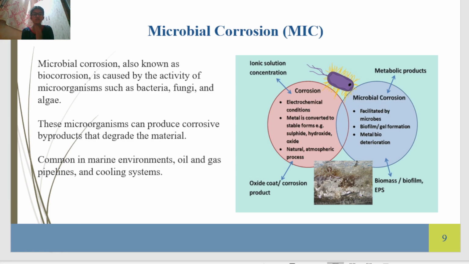The next one is microbial corrosion, also called MIC. It is also known as biocorrosion because it involves bacteria. As the name suggests, this corrosion is caused by the activity of microorganisms such as bacteria, fungi and algae. These microorganisms can produce corrosive byproducts which degrade the material. This type is found in marine environments, oil and gas pipelines and cooling systems.